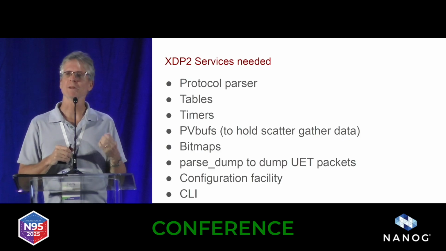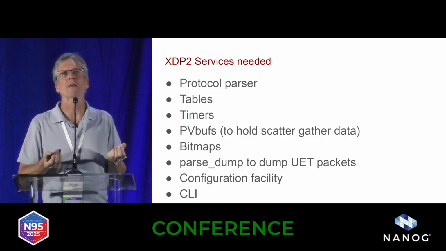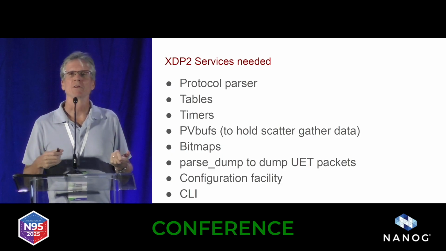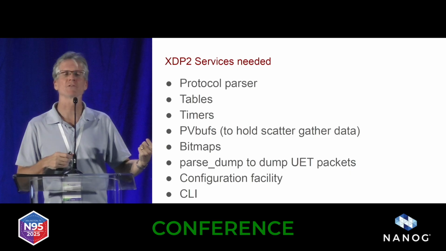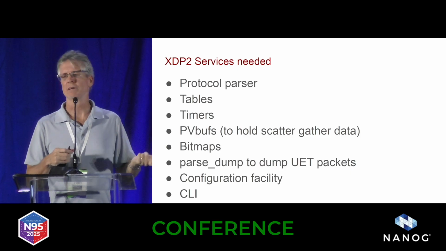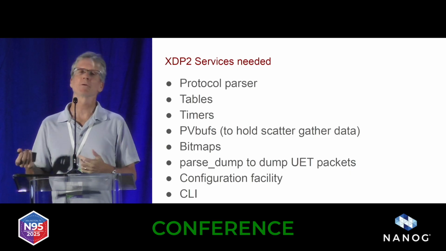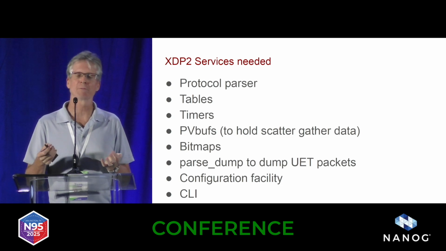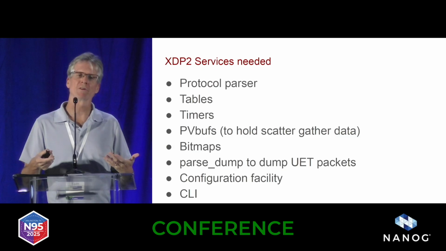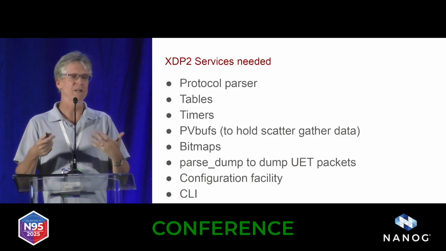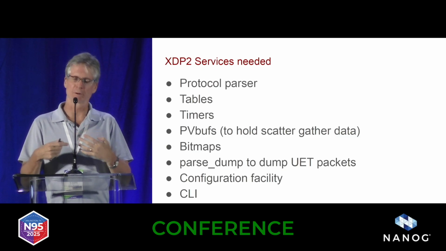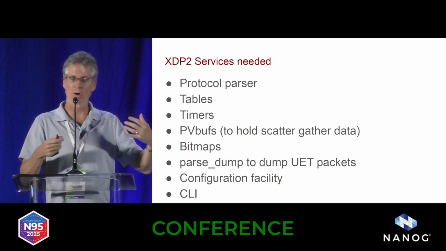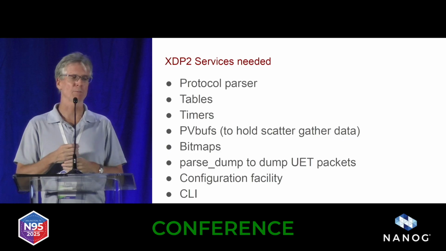Tables are critical. Tables are as simple as, here's a key, give me output, to as complex as, here's a bunch of bytes, do a TCAM lookup on this, give me an output. And of course, everybody's familiar with route lookups, longest prefix match. So there's various forms of tables. Which ones are needed in this particular path? Probably more the simpler ones like the CAMs. Definitely needed for protocol parsing.